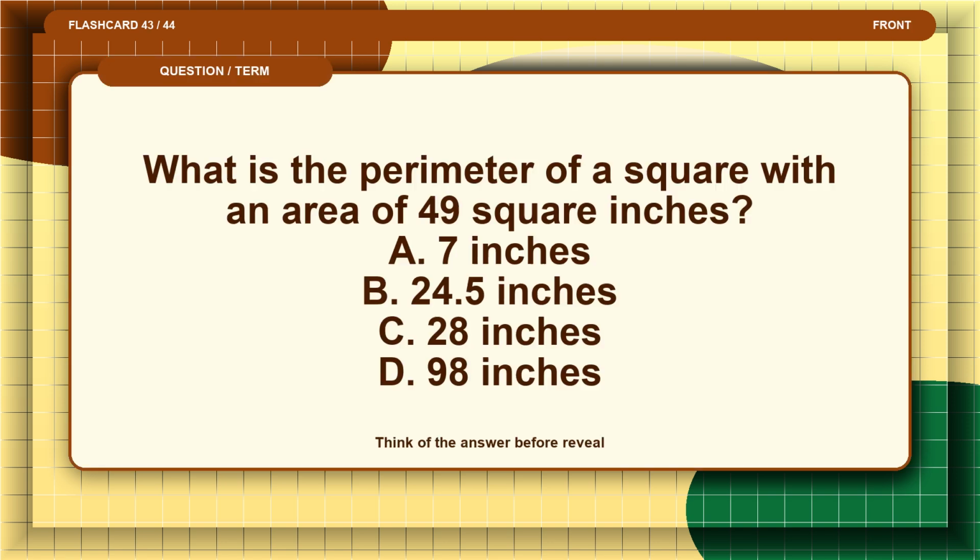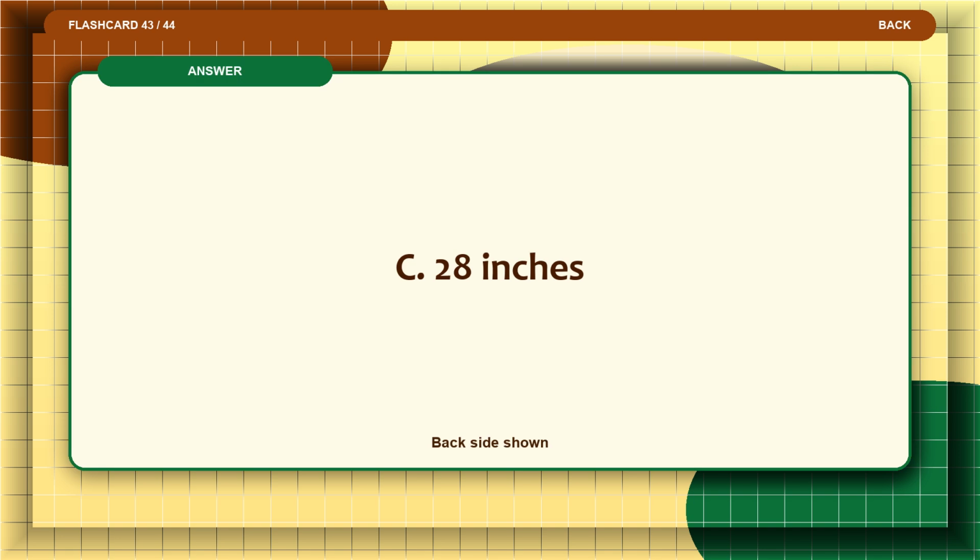Flashcard 43. What is the perimeter of a square with an area of 49 square inches? A. 7 inches, B. 24.5 inches, C. 28 inches, D. 98 inches. Think of the answer before the reveal. The answer is C. 28 inches.